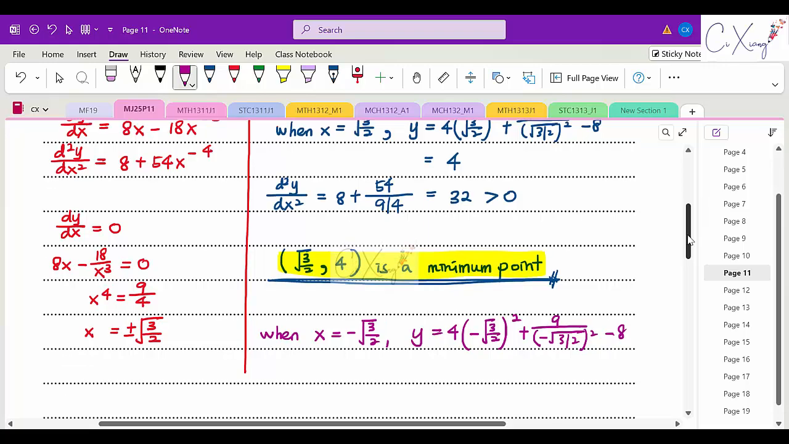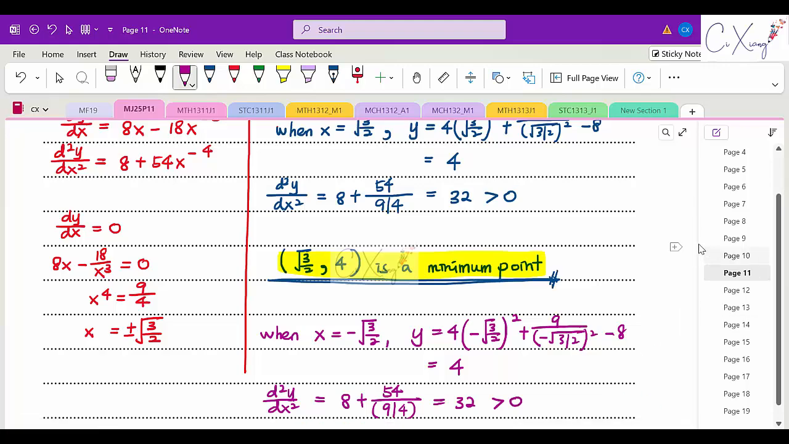Okay, you will realize that if you didn't make any careless mistake, the coordinate of y is also 4. Then next, we try to figure it out by using d squared y over dx squared also, to see whether we get a positive value, or sorry, minimum value or maximum value. So again, it is 54 over x power 4. So x power 4 again, just now you are still having 9 over 4 here. It is equal to 32, which is greater than 0 also.